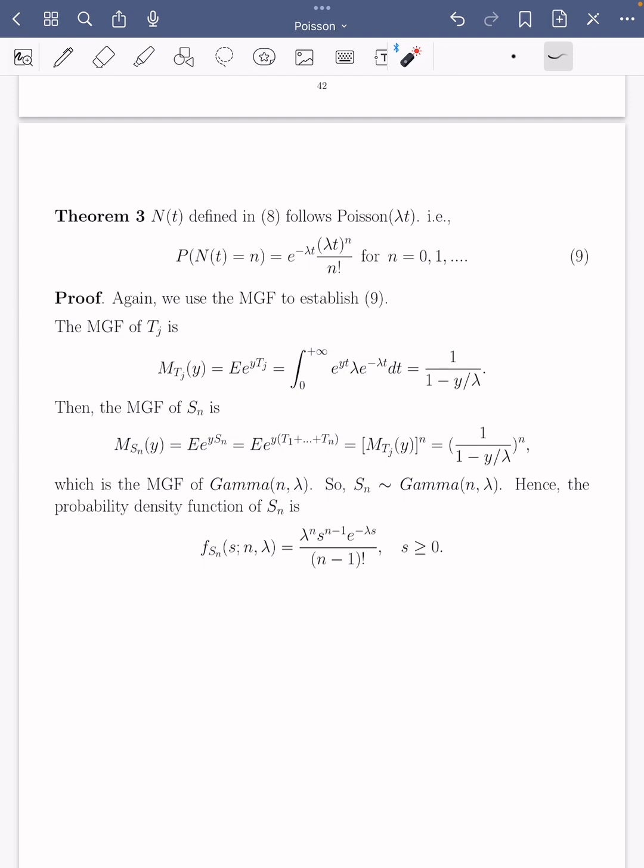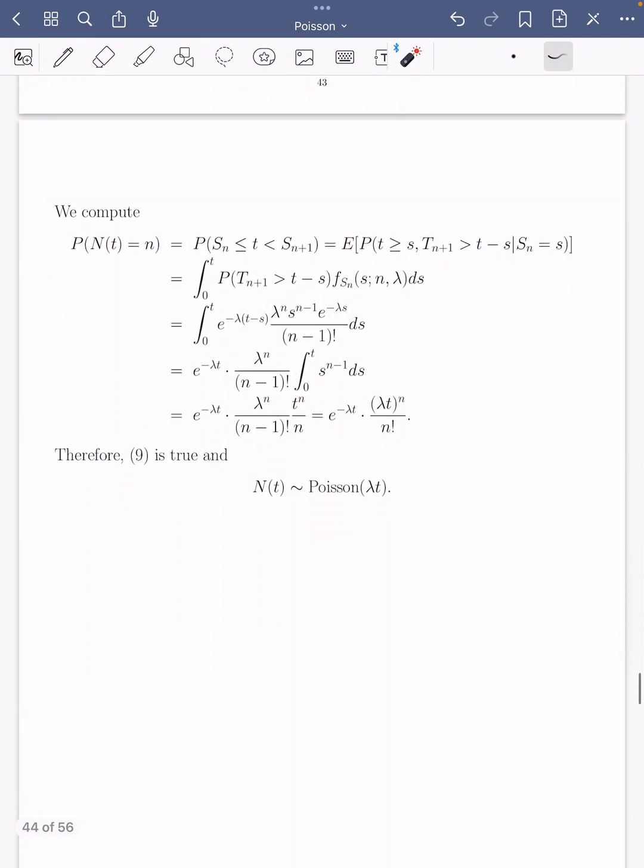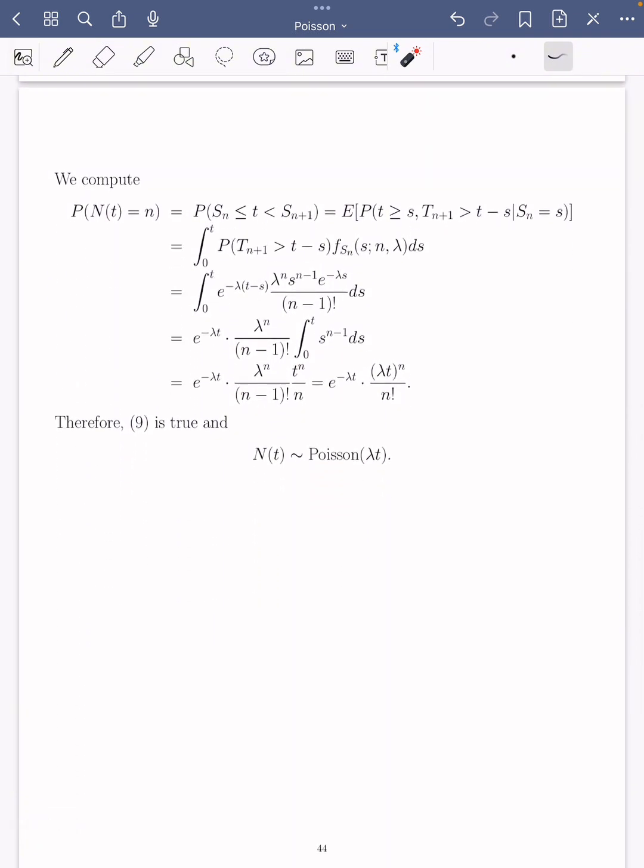Therefore, we can check the table of any statistical textbook and find out what the probability density function for the gamma distribution is, which is given in this form. So now we compute the probability mass function for N_t equal to n. This is equal to the chance that Sn is less than or equal to t, but t is strictly less than S sub n plus 1.